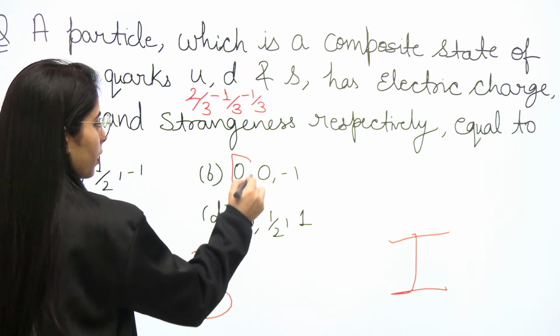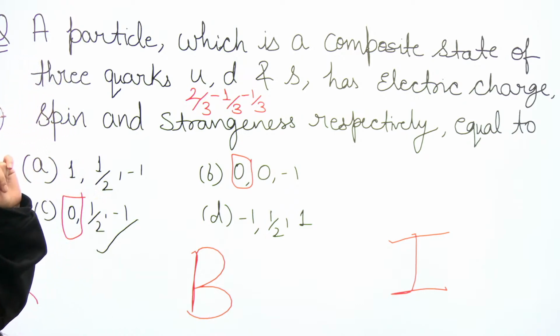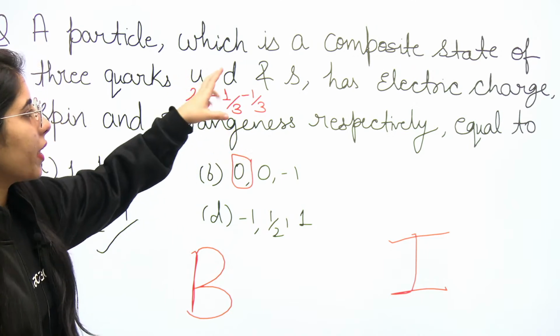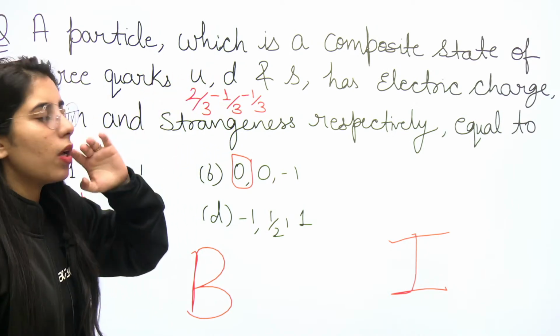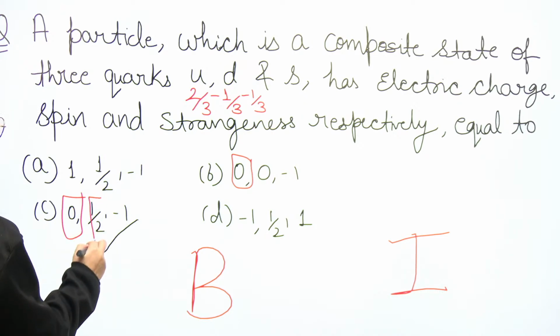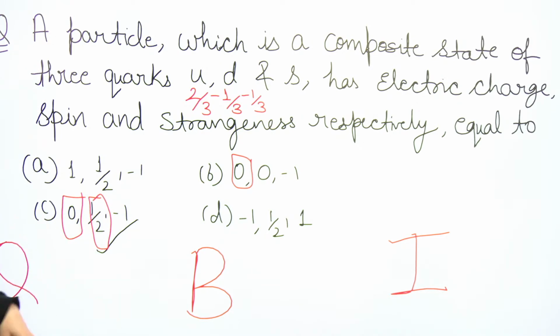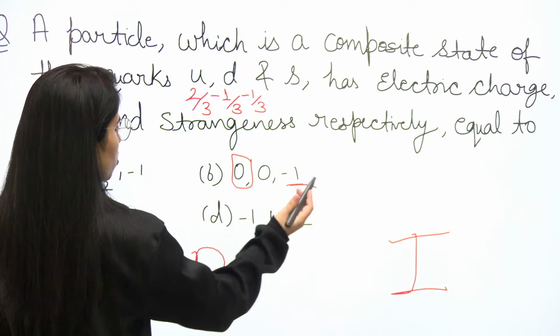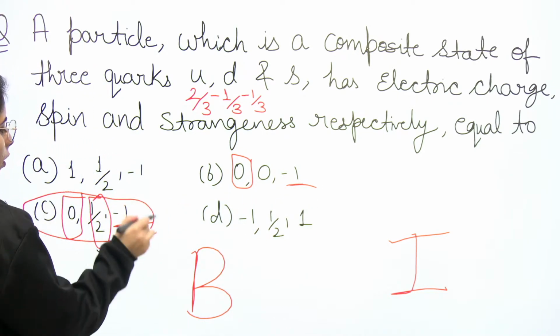Where is 0 present? Option C and option B, both places. What we need to check next? Spin. 1 by 2, 1 by 2, 1 by 2 spin for U, D and S. Okay, 3 by 2. But sometimes if 3 by 2 is not present in the options, you can select 1 upon 2 there. That's okay. But 0 will not be okay in this case. So you will select 1 upon 2, which is in option C. And since the third one is the same in both the options, we don't need to worry about it. It's going to be your right answer.